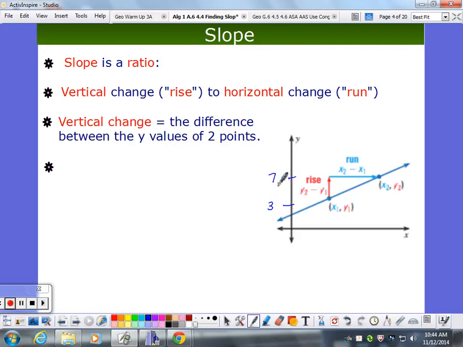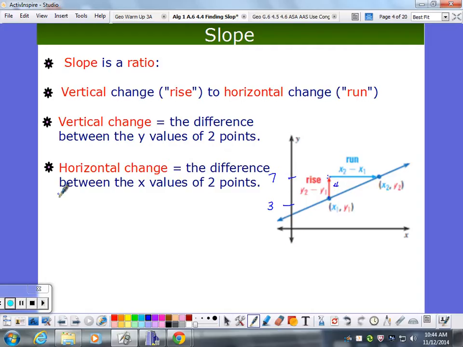So think about that. What's another way I could have gotten 4? 7 minus 3. So the way you find the change from this height to this height is you're really going to subtract the y values. 7 minus 3, that one's 4. Yeah. Now think about the horizontal change.